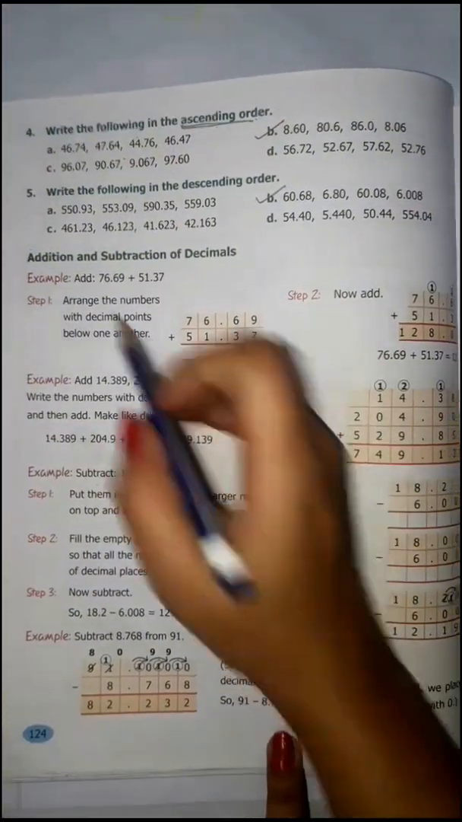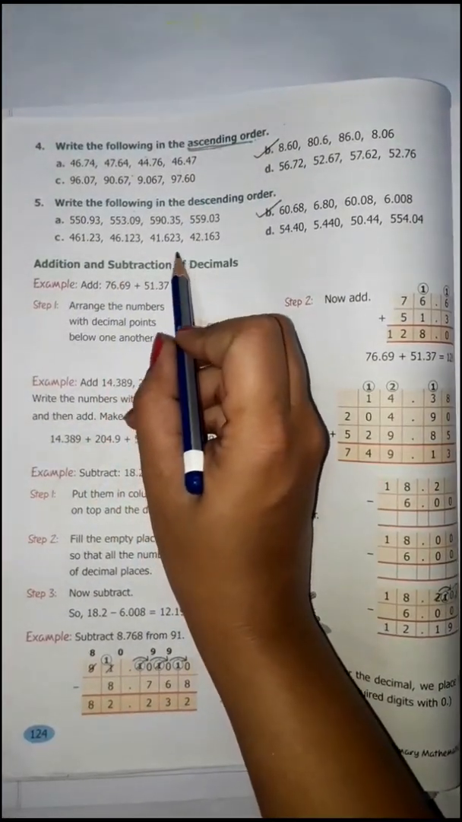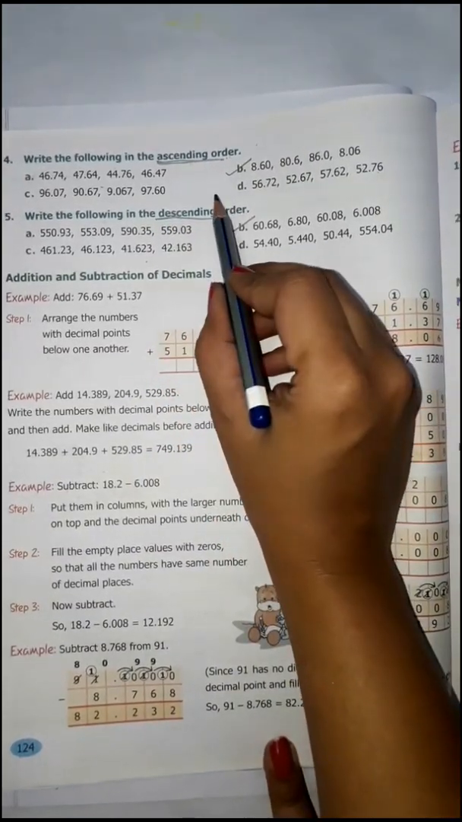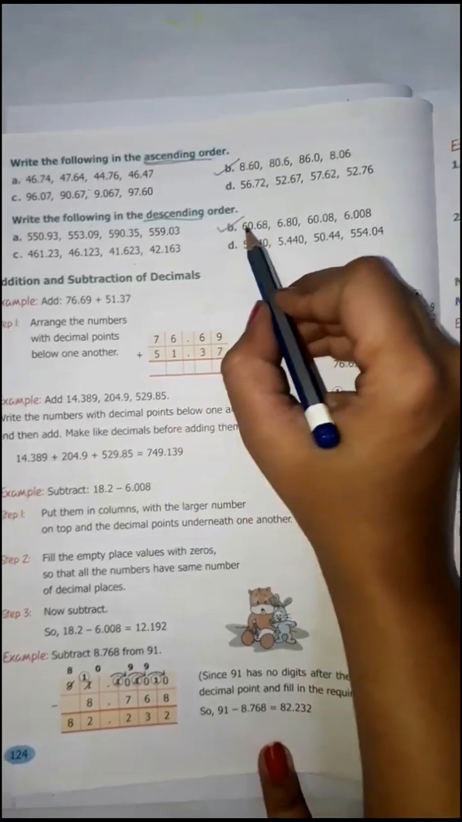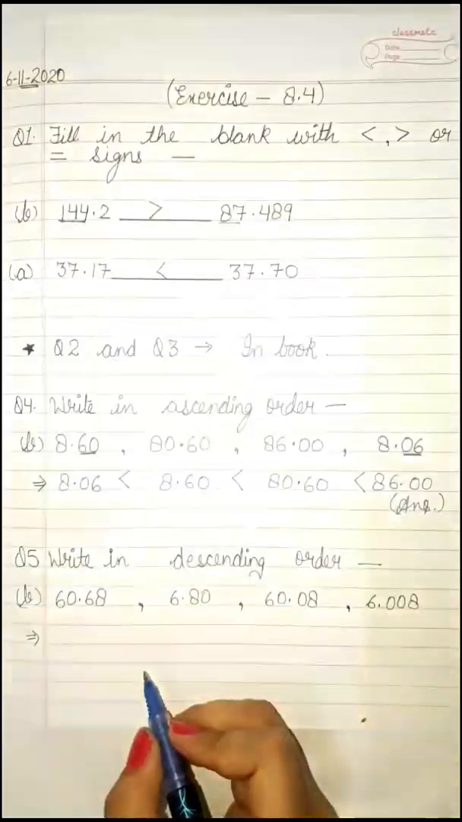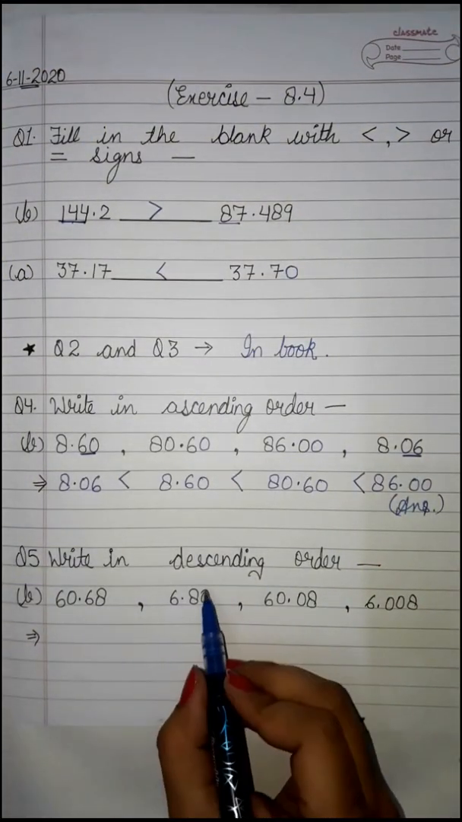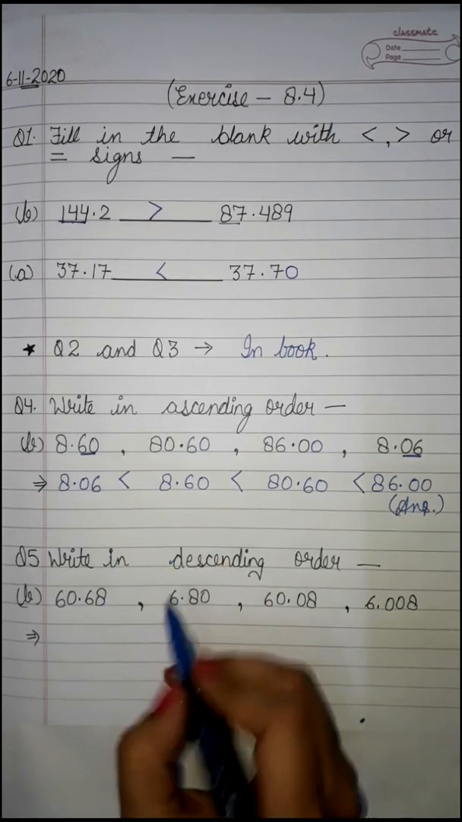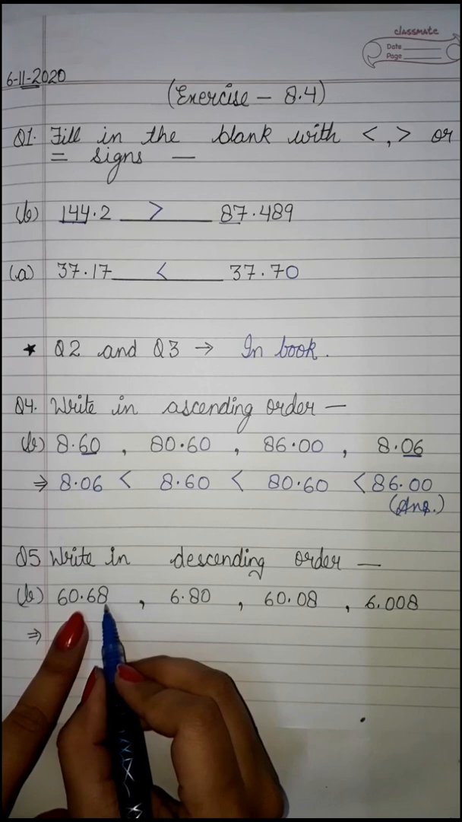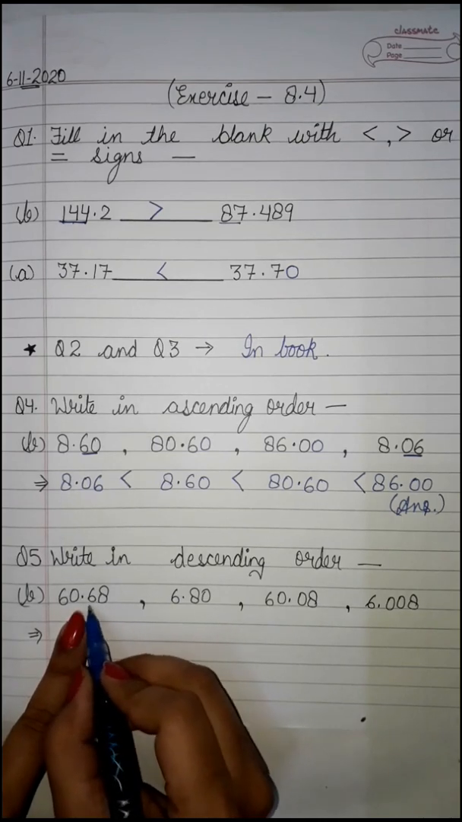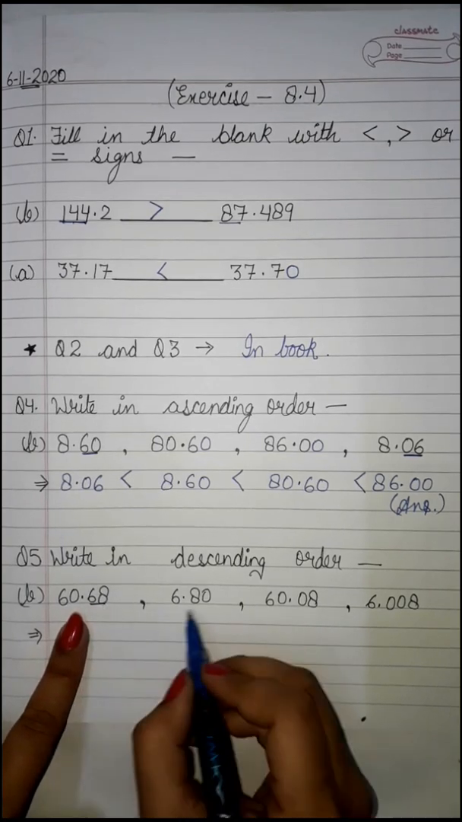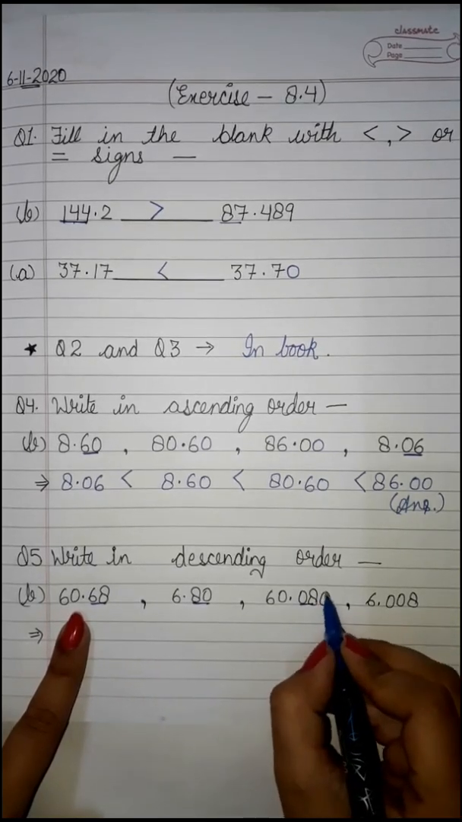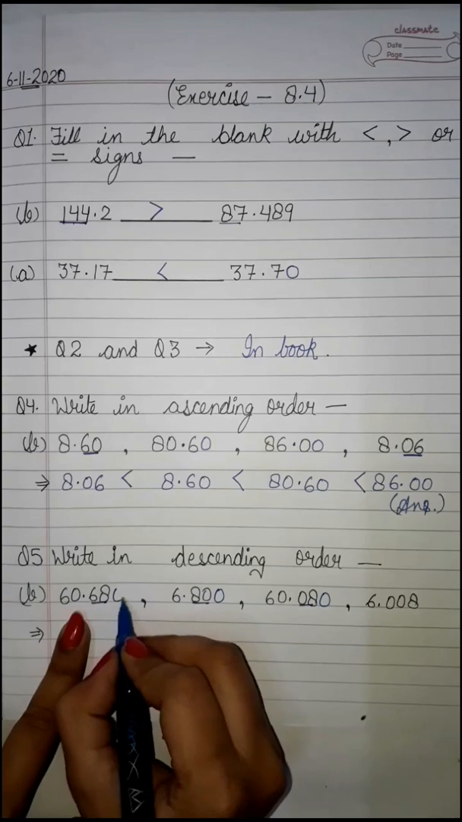Now children, question number 5 is similar. The difference is we have to write in descending order, biggest to smallest. So see the B part. So now for the descending order, the process of both is similar. Again we will make them into like decimals. That means 2 decimal places, 2 decimal places, 2 decimal places and 3. So we will be adding 0 in these.